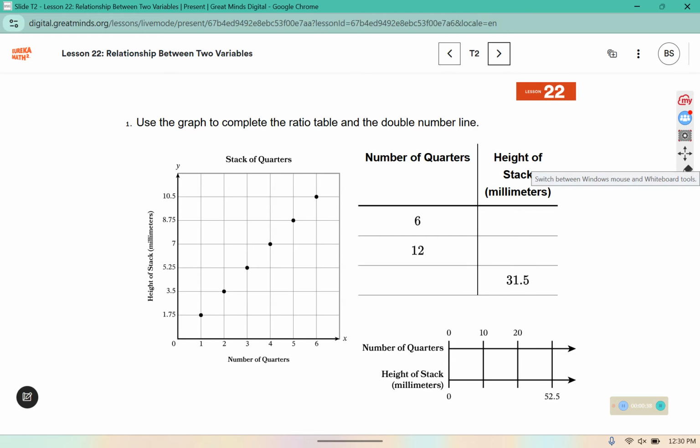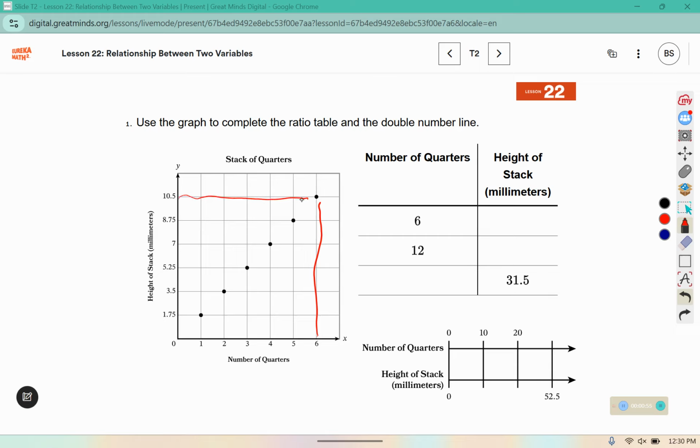Use the graph to complete the ratio table and the double number line. It says the number of quarters is 6. In the table or in the graph, if you go to 6 for the number of quarters, you can see that the height of the stack is 10.5 millimeters. You can see that one coin, or 1 quarter, is 1.75.